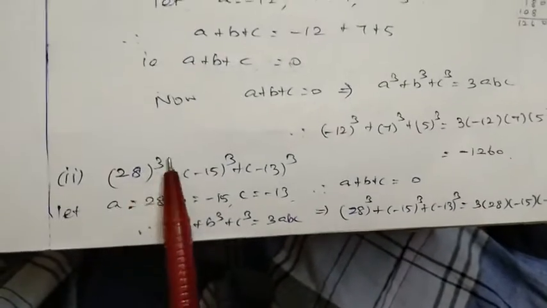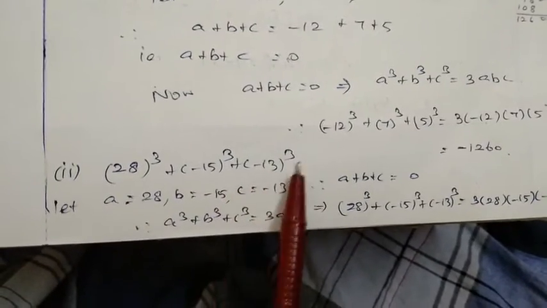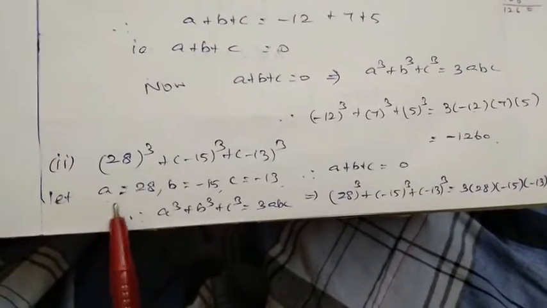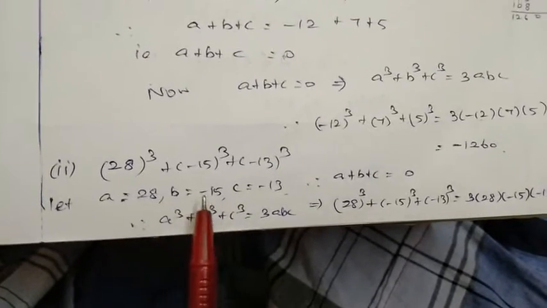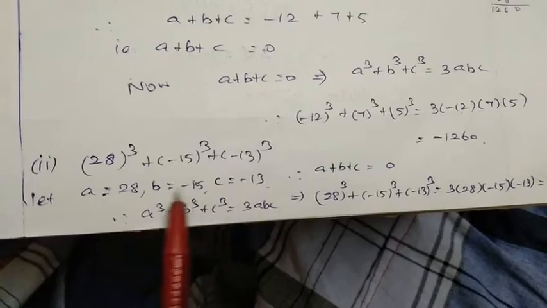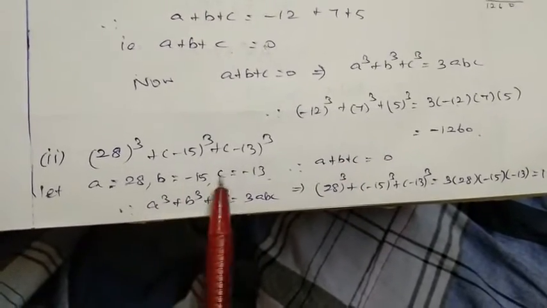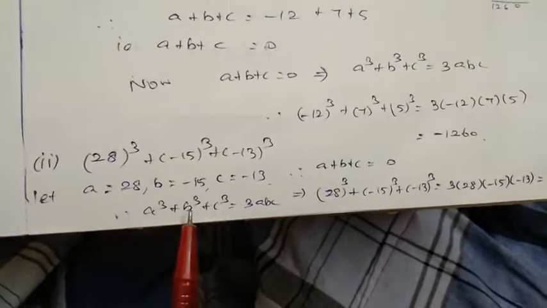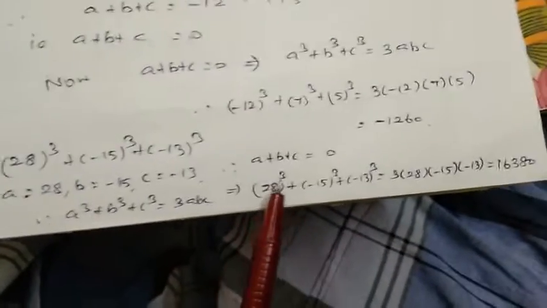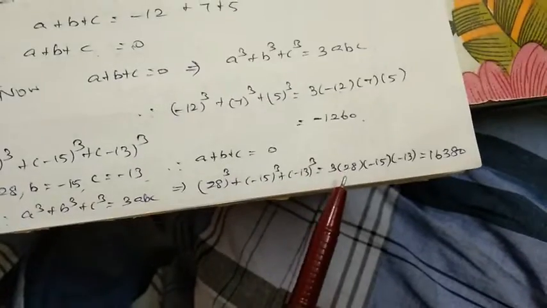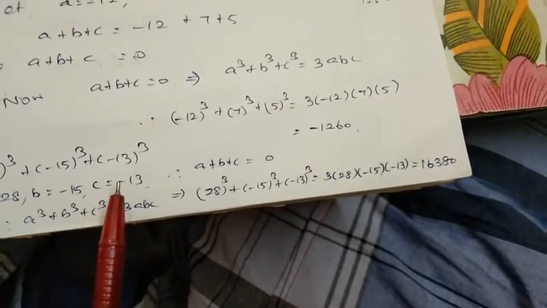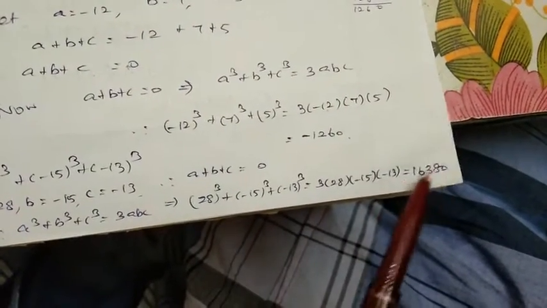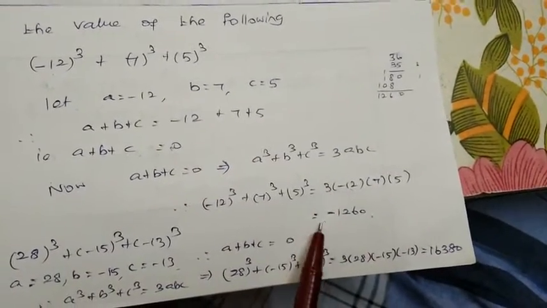The same way, 28 power 3 plus minus 15 power 3 plus minus 13 power 3 is given. Check the numbers: a value 28, b value minus 15, c value minus 13. Addition 28 minus 15 minus 13, so the addition a plus b plus c value is 0. Adding these three numbers, we have 0. So by the identity a cube plus b cube plus c cube equal to 3abc, this problem equals 3 into a into b into c. A value 28, b value minus 15, c value minus 13. Substitute in that identity. So the product is finally 16380, because minus into minus is plus. Here you have only one minus, so finally minus. Right.